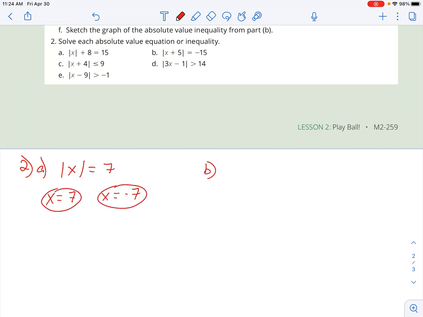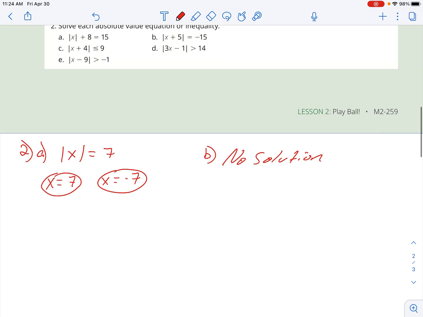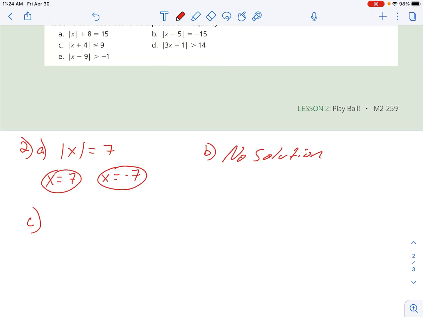Now, letter B. Yes, I have a 5 inside the bars, but because I see it equals a negative 15, I can stop and say we get ourselves a no solution. There's no way to take the absolute value of something and get a negative in return. So we cannot equal negative 15, and we say no solution. Letter C. All right.